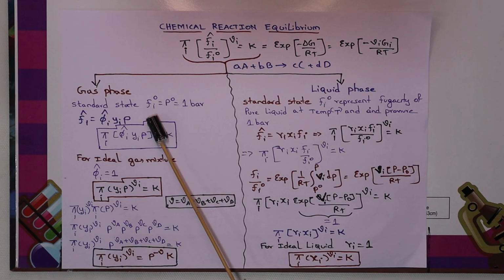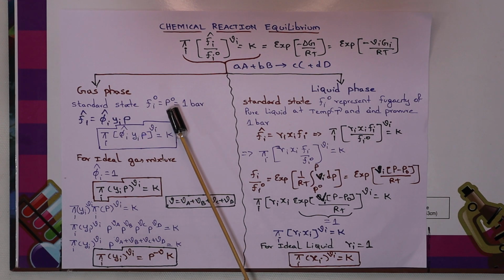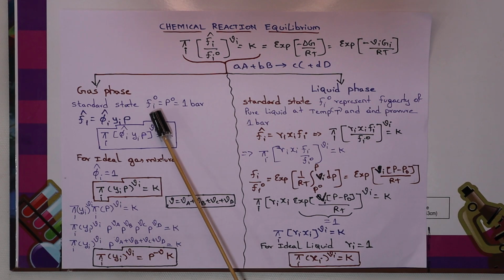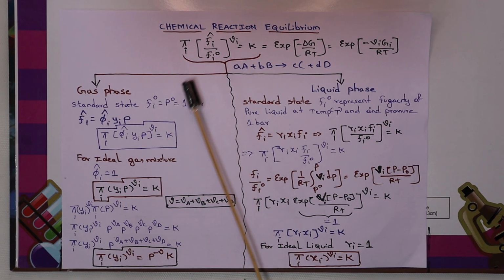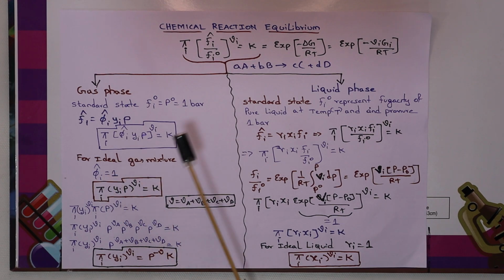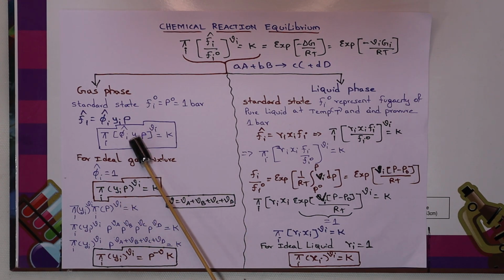For gas phases, it is assumed that the standard state is f_i0, which is nothing but the fugacity of pure i at the same temperature of the mixture, which is 1 bar. So this particular equation you are supposed to use for non-ideal gas mixtures. But for ideal gas mixtures, the fugacity coefficient value will be equal to 1. So, this is the equation: product of phi_i y_i P to the power v_i equals K.